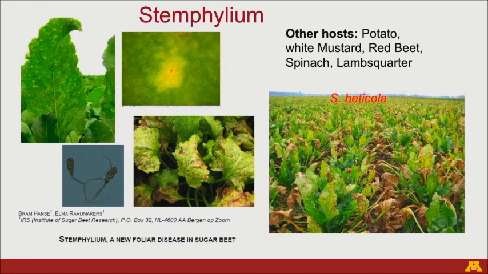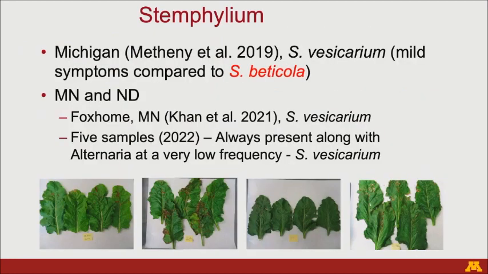Did we find Stemphylium here in our growing area? Yes, but not that much. In 2019, they found it in Michigan, a different species. It's a very milder version of Stemphylium. In 2021, near Foxholm. Last year I got about 5 samples, but every time I recovered Stemphylium, it's always present along with Alternaria. If I looked at 20 spots, there is only one spot that's Stemphylium out of the Alternaria samples. Again, nothing concerning right now, just keep something under your radar there.